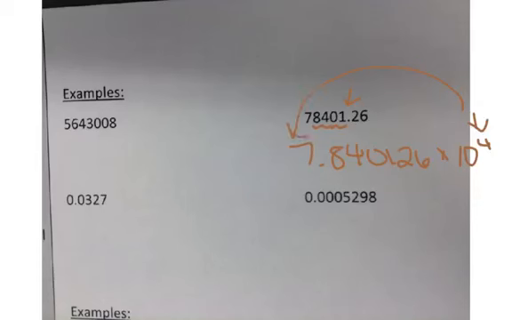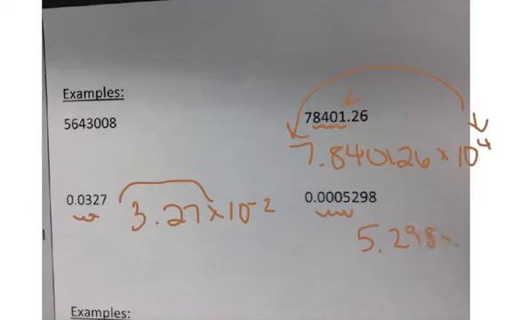Then we do the next one, which is 0.0327. So I'm going to move it in this case to the right 1, 2. So now it would be 3.27 times 10 to the, and I want to make it a number smaller than the 3.27 to make it 0.0327. So that would be a negative 2 because I moved it over twice. In this case, 1, 2, 3, 4. So it would be 5.298 times 10 to the negative 4th. That's supposed to be a negative 4. That is how you convert between standard to scientific.